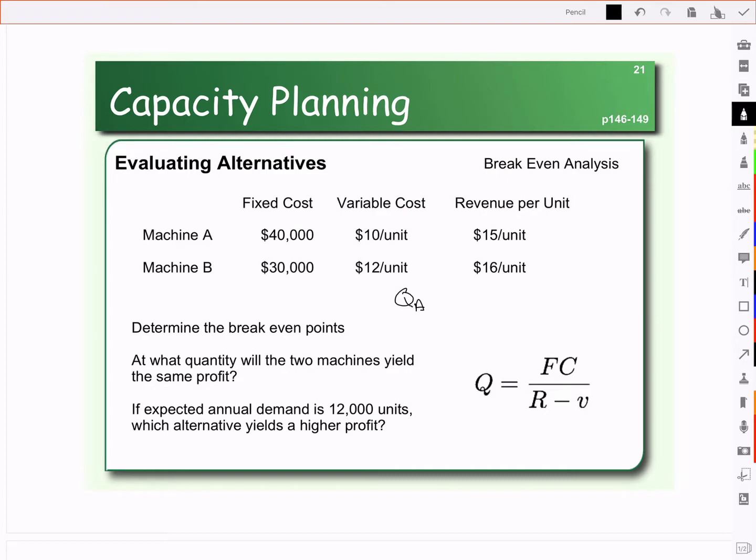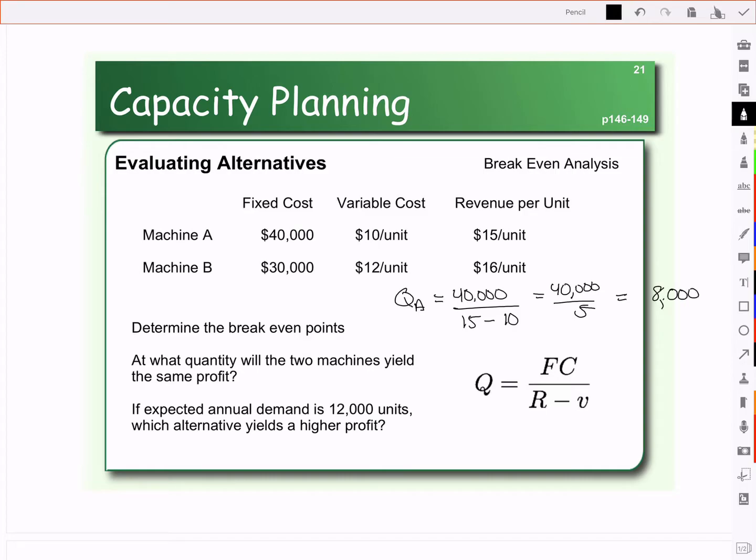Let's start with machine A. So we would take the fixed cost of $40,000 and divide by our revenue per unit, which is $15, minus the variable cost per unit, which is $10. So that gives us 40,000 divided by 5. And we put that into a calculator. And we find that the break-even quantity for machine A is 8,000 units.